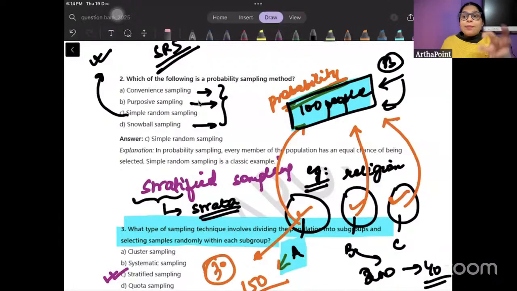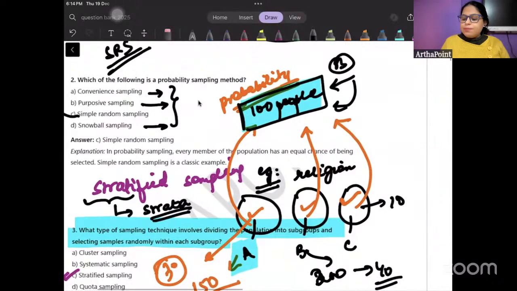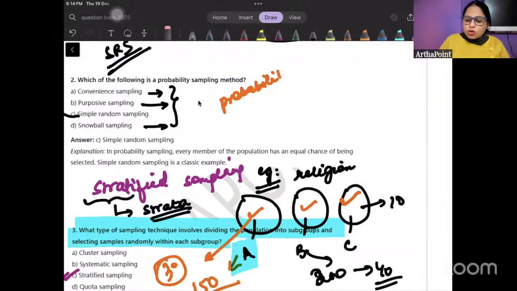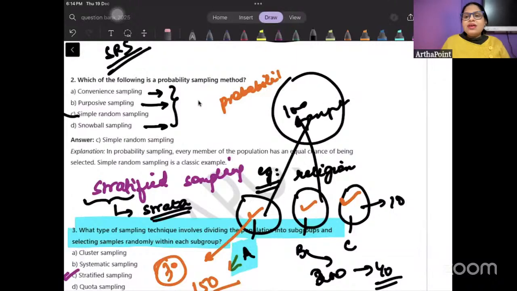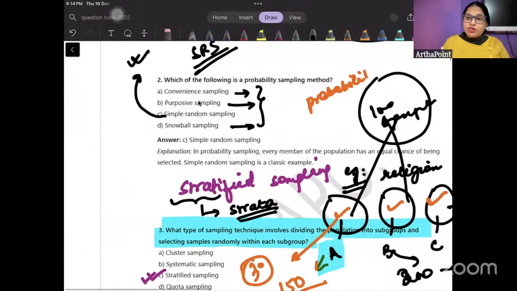So stratified sampling ensures that you have representation of different groups from the population. Otherwise, suppose religion C has only 10 people and we directly do random sampling without creating strata. There are chances that in the 100 sample, only people from A and B are there. Maybe nobody is selected from C. So to ensure that every group is represented, we create strata first, and therefore it is called stratified sampling.